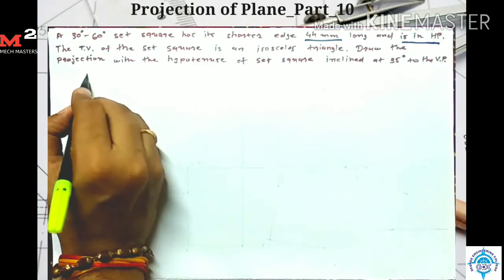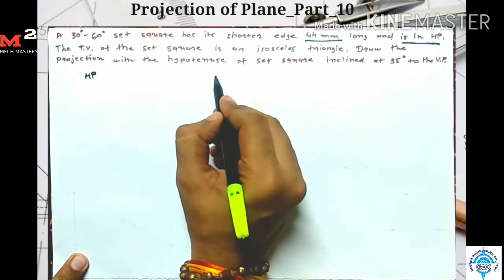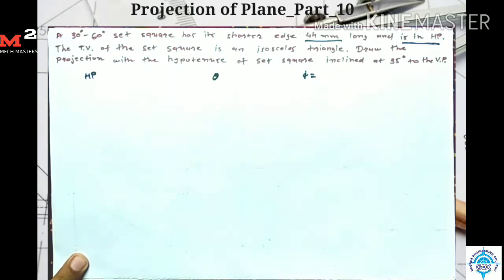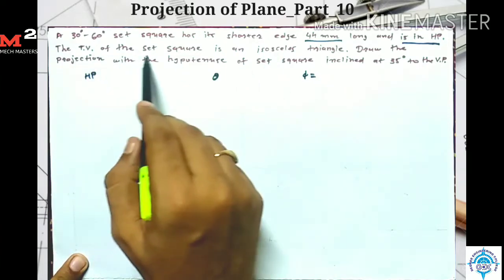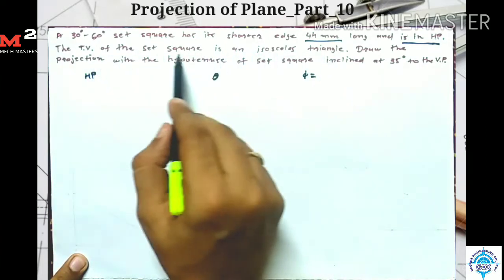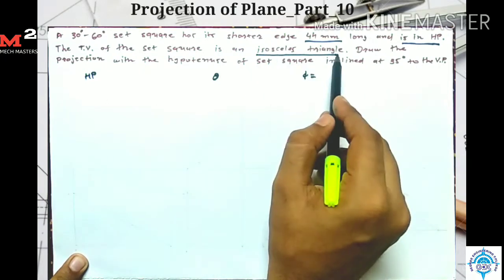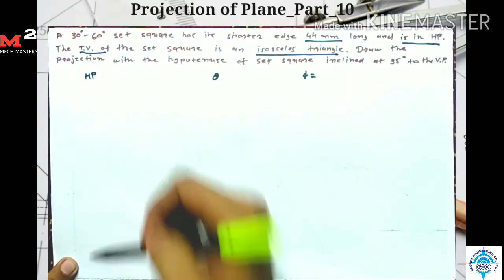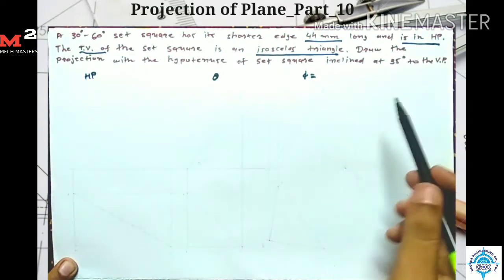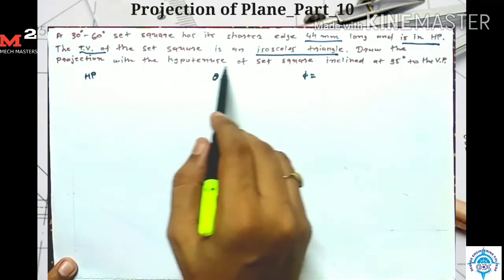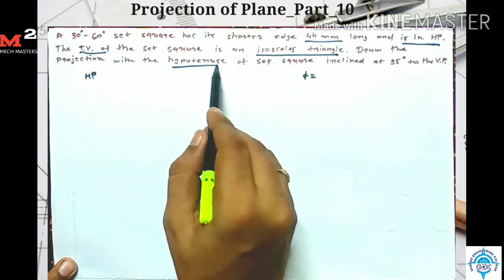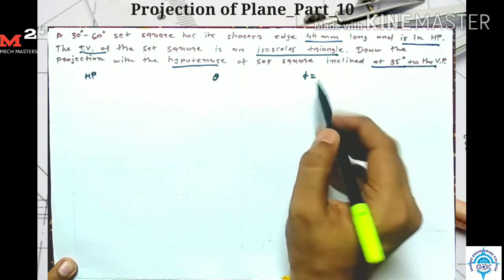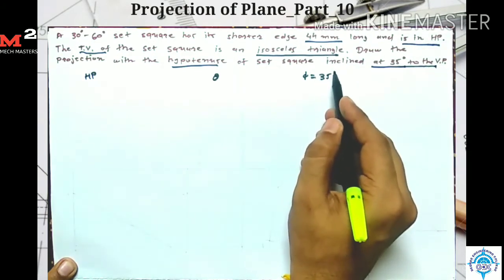So here I write the first stage for HP, second stage for theta, and third stage for phi. The top view of the set square is an isosceles triangle. So the condition for the top view is given. This set square is seen as an isosceles triangle in top view. Draw the projection with the hypotenuse of the set square inclined at 35 degree to the VP. Okay, means phi is equal to 35 degree.